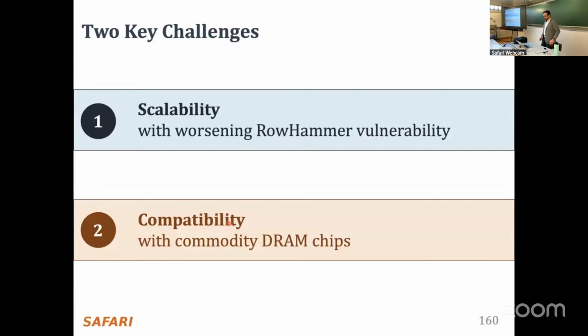This is another paper from me. This is a RowHammer mitigation mechanism where we tackle the scalability and compatibility problems of existing RowHammer mitigation mechanisms. Scalability means scalability with worsening RowHammer vulnerability with increasing chip density, and compatibility is about whether you can just put that in the memory controller and it works with all the DRAM modules in the field. If you build your PC yourself, you know that you get a motherboard, you get a processor. It's just plug and play, right?